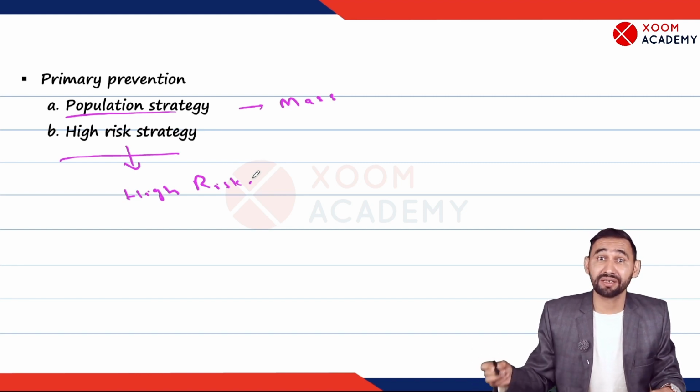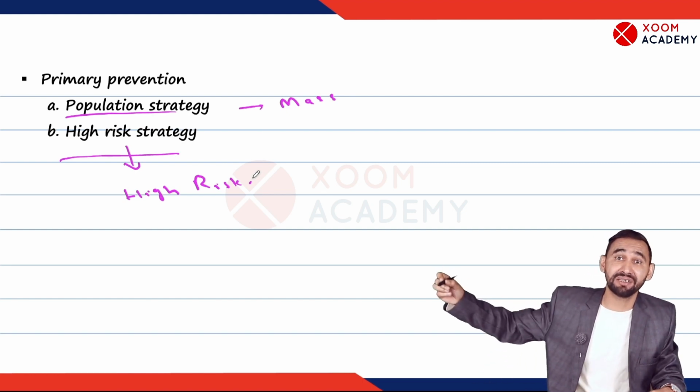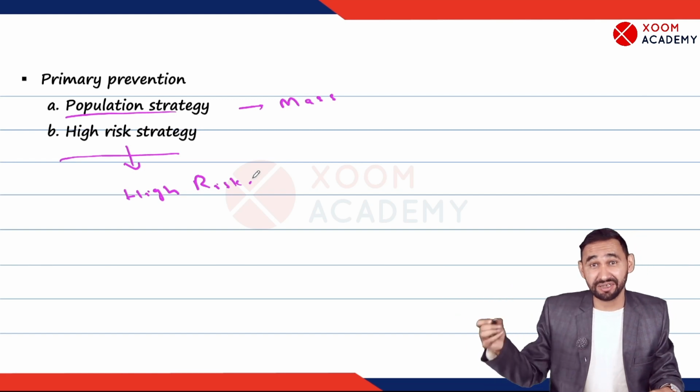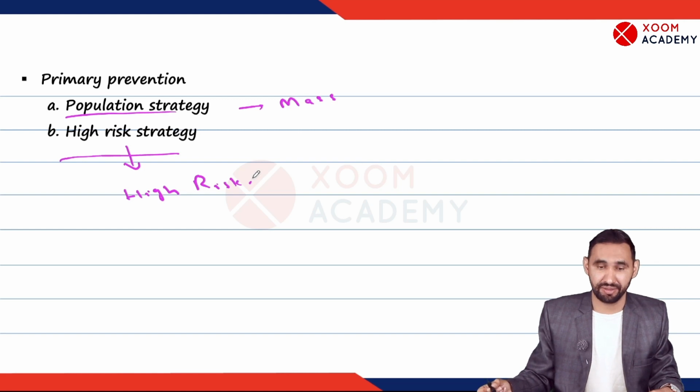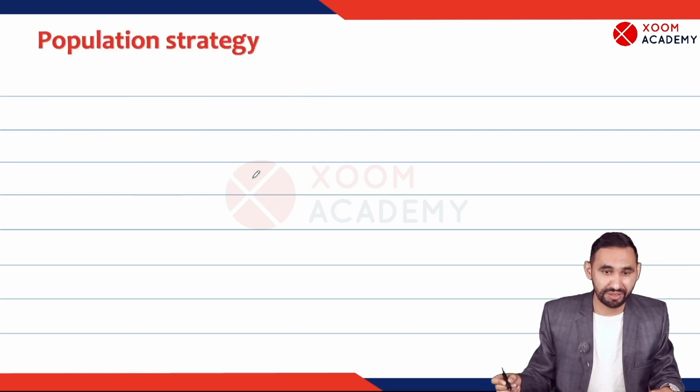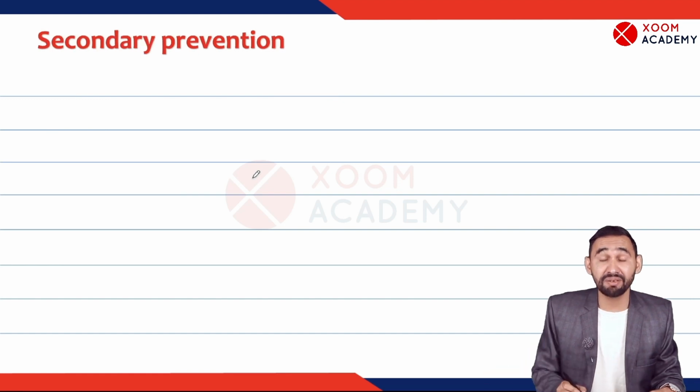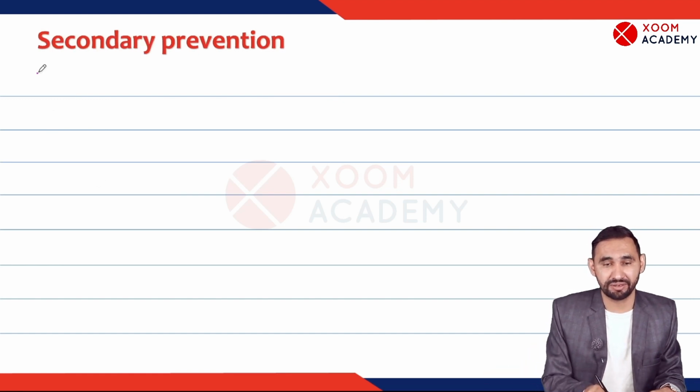That's how we can control the burden of coronary artery disease or cardiac disease, because mortality is increasing, morbidity is increasing, disability is increasing. There is a burden on health systems. So we can stop this by adopting primordial prevention, primary prevention, then secondary prevention. What is secondary prevention?